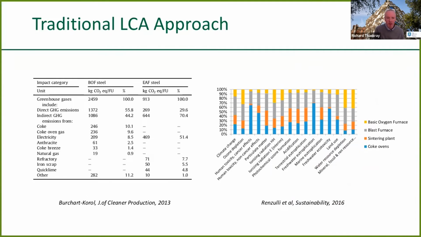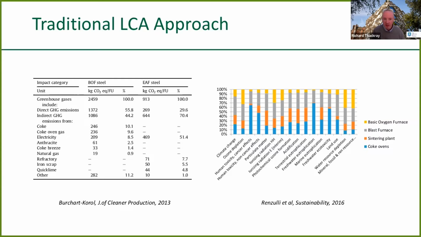So I think we can go from a traditional LCA approach, a fairly simplistic approach, where we have on the left-hand side the calculation of various greenhouse gas emissions, both direct and indirect from upstream raw materials. And you can see that this has been done for both the BOS process, the BOF process, and the electric arc furnace process.